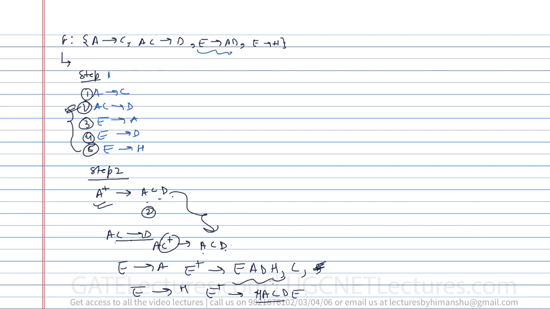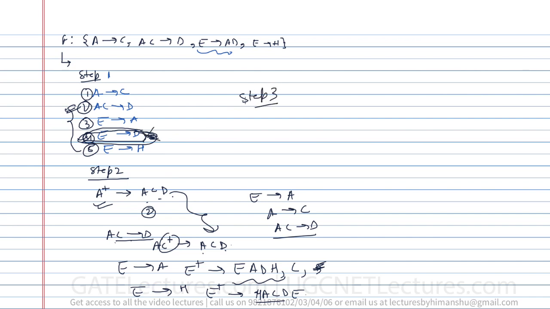So here you can see, if you delete functional dependency number 4, still E can determine D, without even using this one. How? Because E can determine A, A can determine C, and AC can determine D. So even if you delete this fourth one, you will still be able to identify D, so it is not required at all. In step 3, we are going to remove this one here.